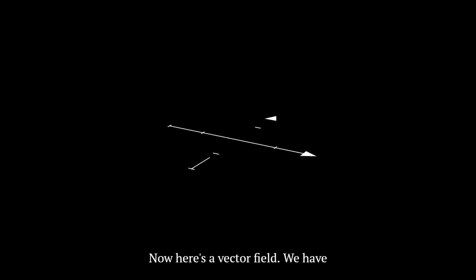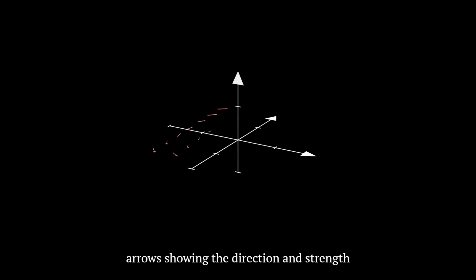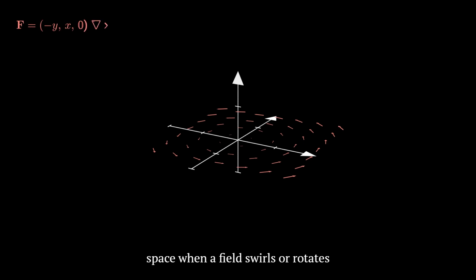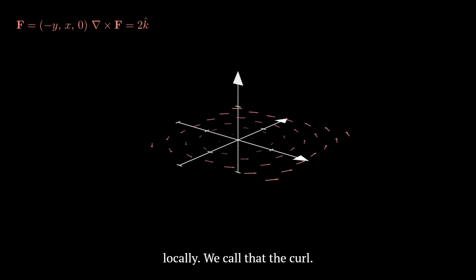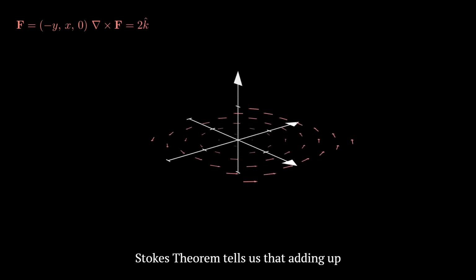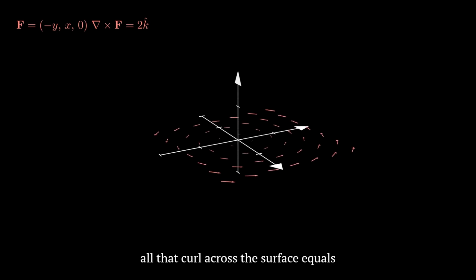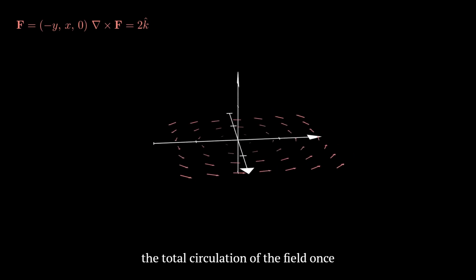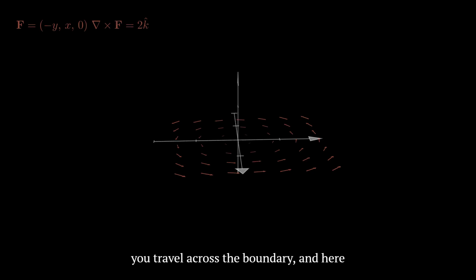Now, here's a vector field. We have arrows showing the direction and strength of some force at each point in space. When a field swirls or rotates locally, we call that the curl. Stokes' theorem tells us that adding up all that curl across the surface equals the total circulation of the field once you travel across the boundary.